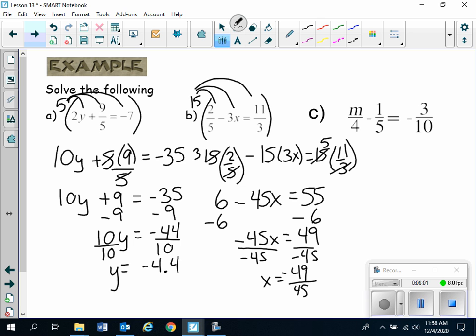Question C. 3 numbers in the denominator, 4, 5, and 10. I have to find a number that all those numbers go into. So 4, 5, and 10, we can choose 20. 4, 5, and 10 are all factors of 20. We're going to multiply 20 into everybody.